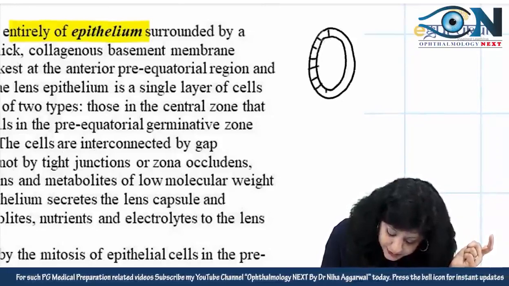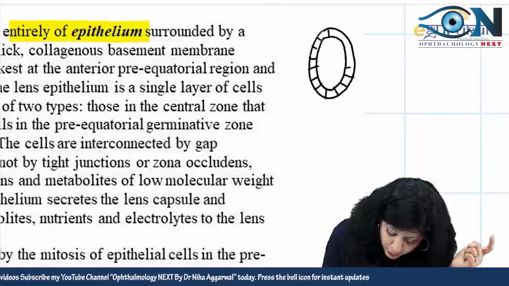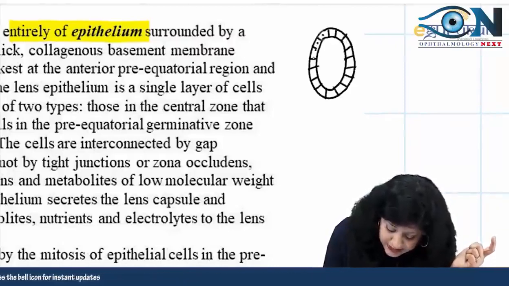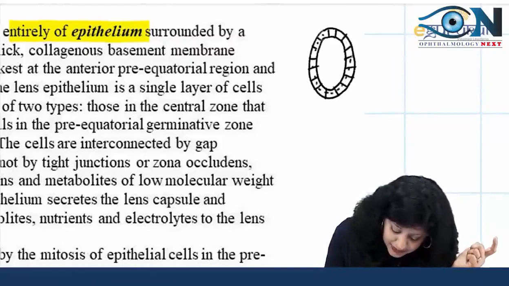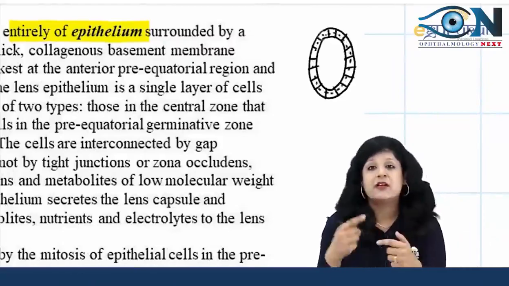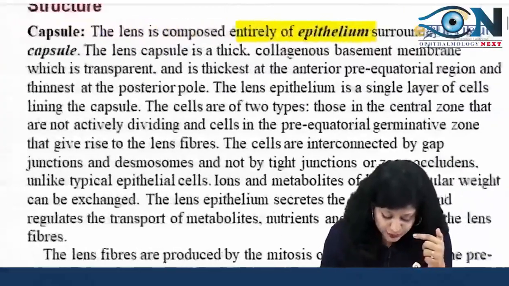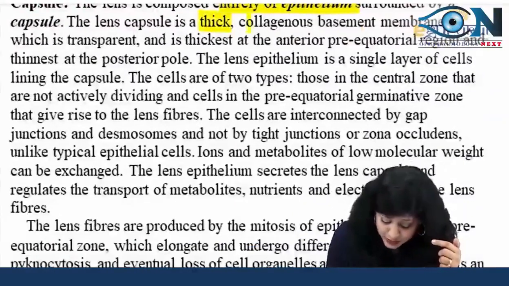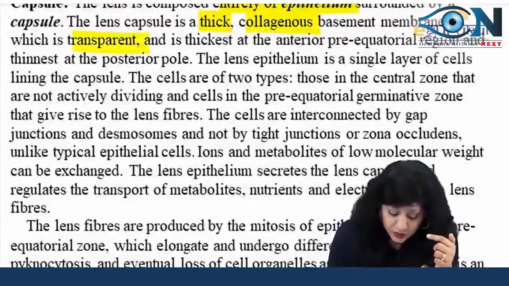So this consists of a single layer of epithelial cells like this. They are saying that it consists of the epithelium, and this is surrounded by the capsule also. Okay, this is thick, it is collagenous and transparent.